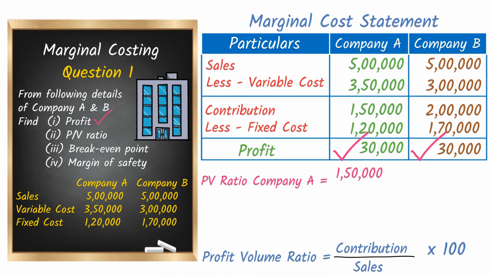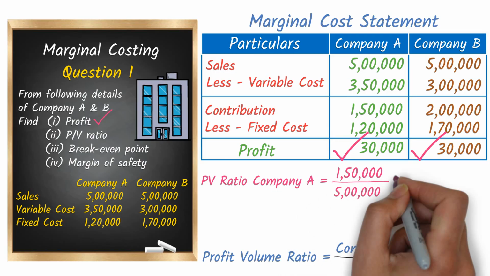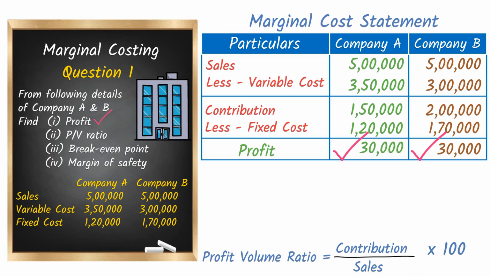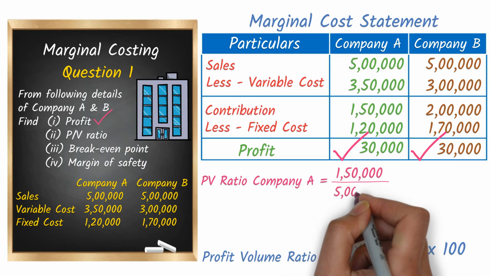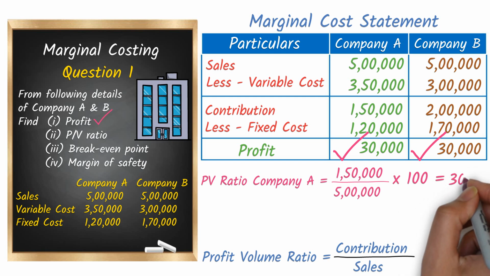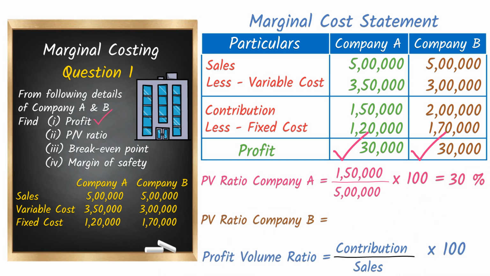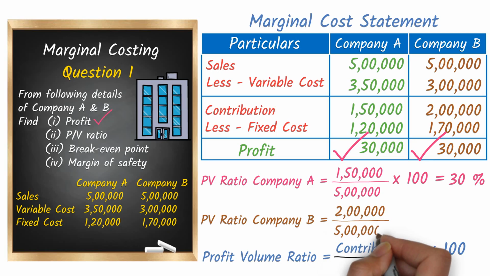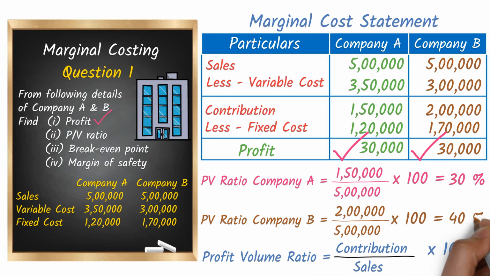Second question, profit volume ratio. Profit volume ratio is contribution divided by sales into 100. For company A, the contribution is arrived as 1,50,000 and sales is 5 lakhs. You divide this and you get the profit volume ratio as 30%. Same way for company B, the profit volume ratio is 40%.